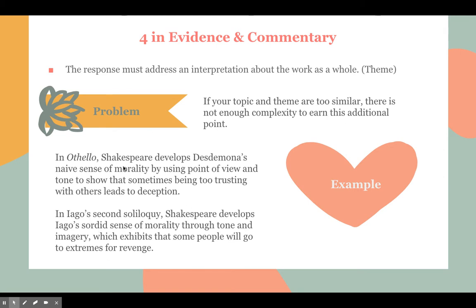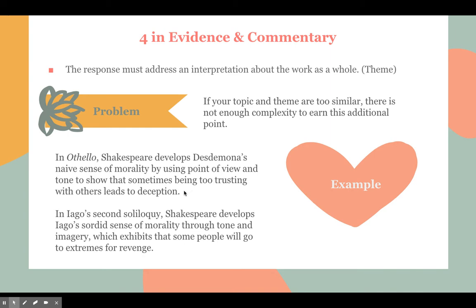Let's take a look. These are 2 thesis statements that I pulled from your essays, and these are good thesis statements. So, in Othello, Shakespeare develops Desdemona's naive sense of morality by using point of view and tone to show that sometimes being too trusting with others leads to deception. This is a great thesis statement. It gives me the topic, her naive sense of morality. It tells me what the body paragraphs are going to be about, which again, you don't have to do. Sometimes that can be a little simplistic, but I personally don't mind you doing that. So, point of view and tone. And then to show that sometimes being too trusting with others leads to deception.